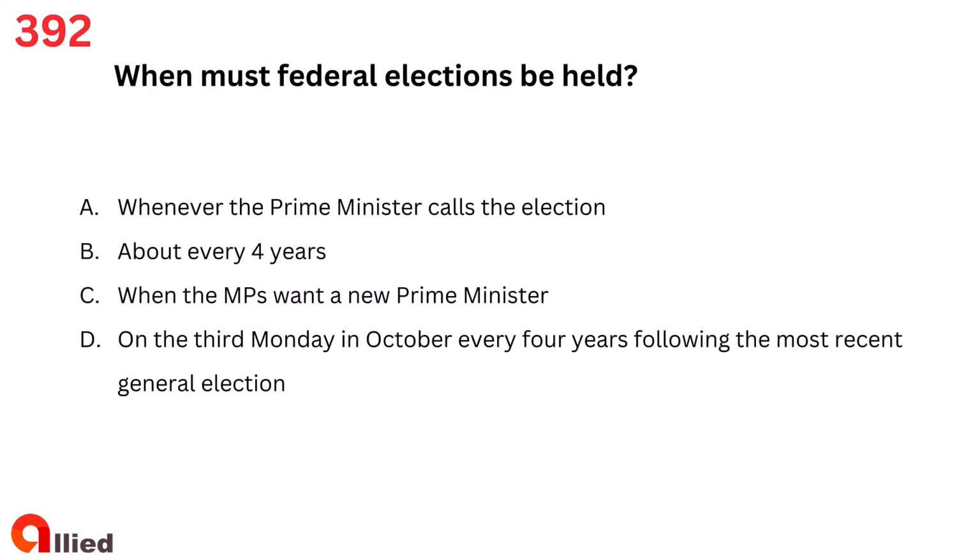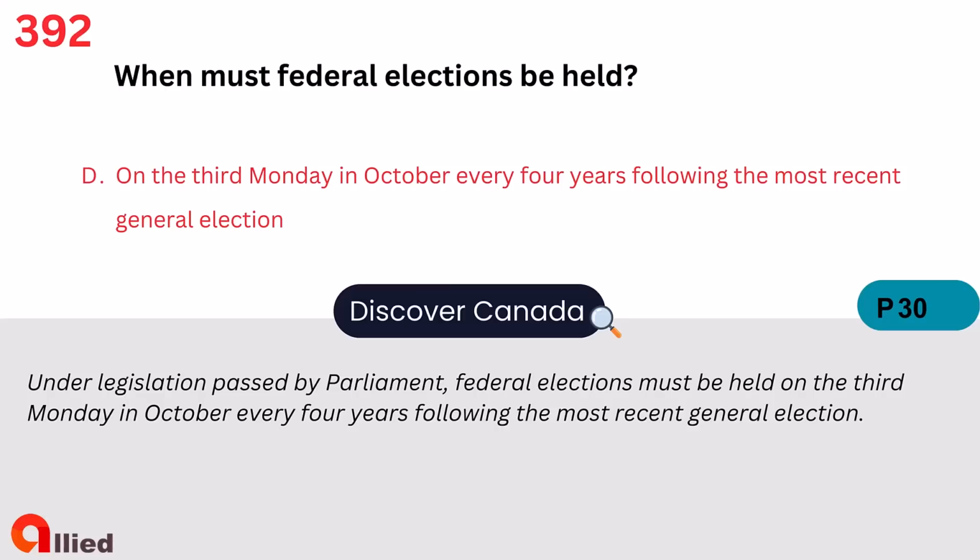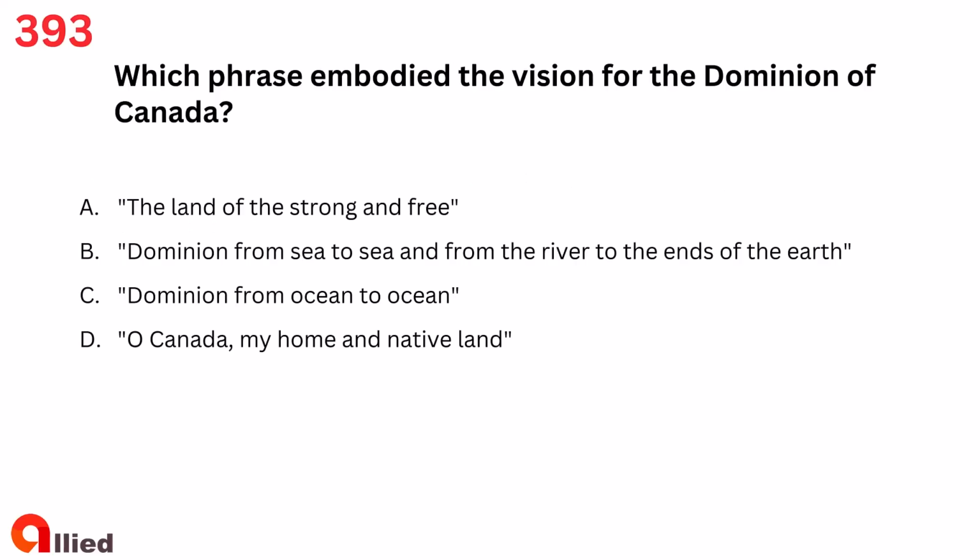Question 392. When must federal elections be held? A. Whenever the Prime Minister calls the election. B. About every 4 years. C. When the MPs want a new Prime Minister. D. On the third Monday in October every 4 years following the most recent general election. The answer is D. On the third Monday in October every 4 years following the most recent general election.